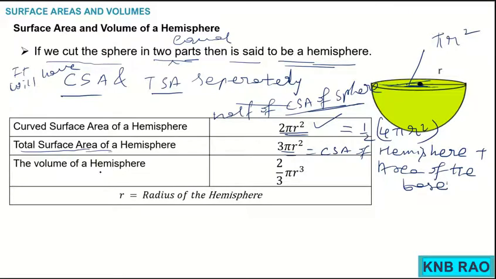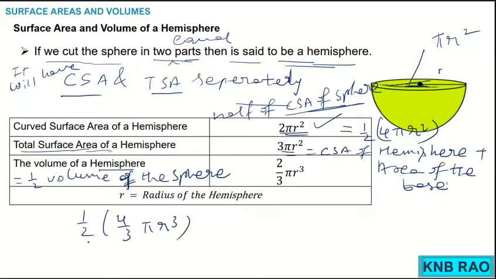Now volume of a hemisphere is again half of the volume of the sphere. So you know the sphere's volume is 4 by 3 pi r cube. So half of it, 4 by 3 pi r cube, when it is halved, you will get 2 by 3 pi r cube. Okay, that is how this volume comes. Children, note down these formulae, they are all very important while solving problems. Now let us get into the solutions of the problems.